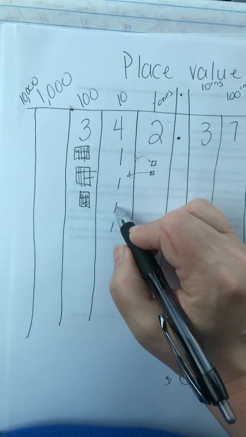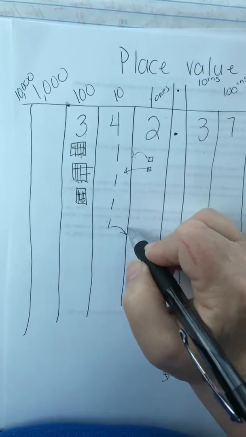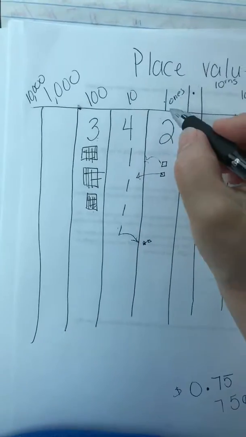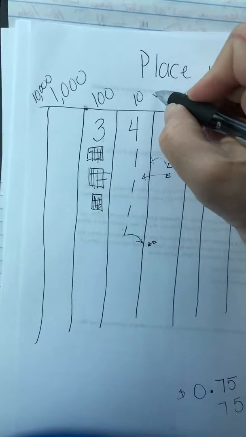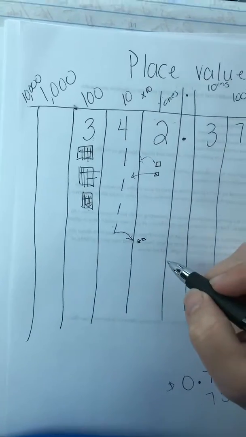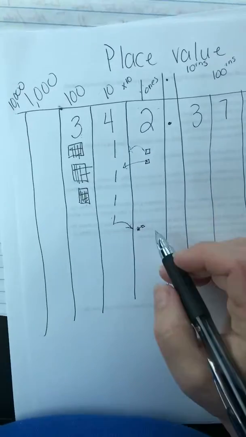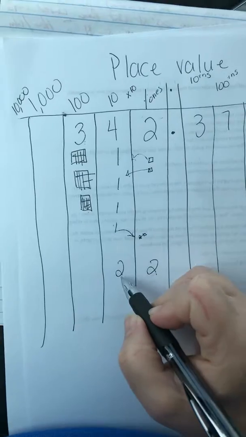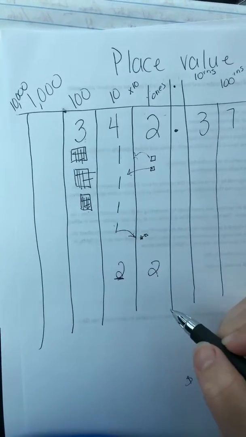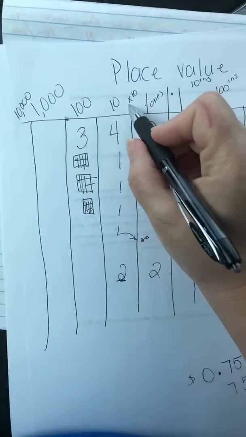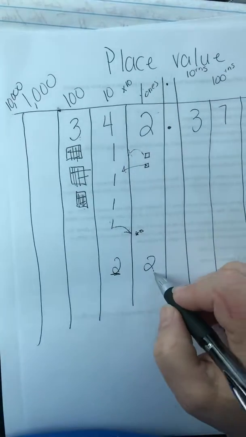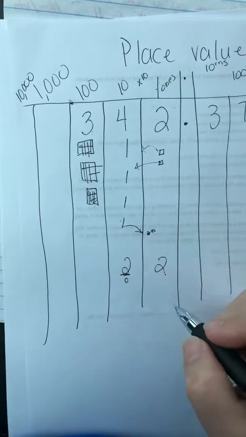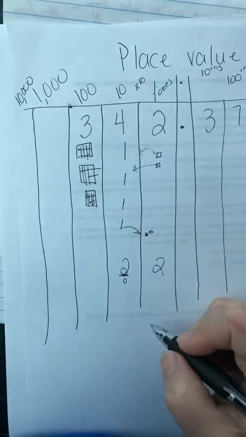So if I have one of these, I can break it apart into 10 pieces, right? So on the place value chart, each place value increases 10 times. So if I had a 2 here and a 2 here, then the value of the first 2 is 10 times the value of this 2. Okay, because this is really 20 because it is in the tens place.